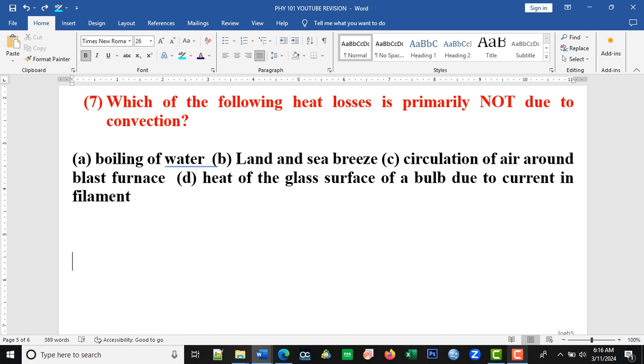If you look at the first, the second, and the third option, they have to do with convection current: boiling of water, land and sea breeze, circulation of air around the blast furnace. So we go with the correct option, D.